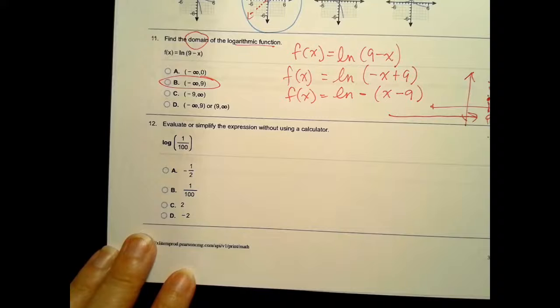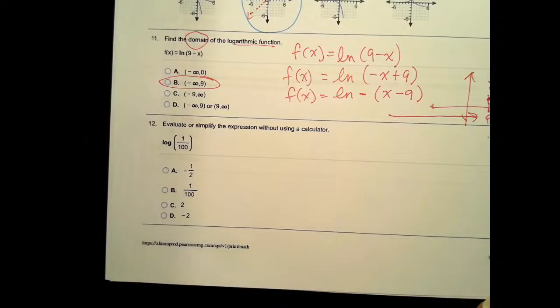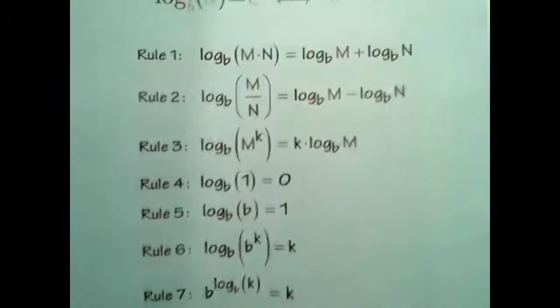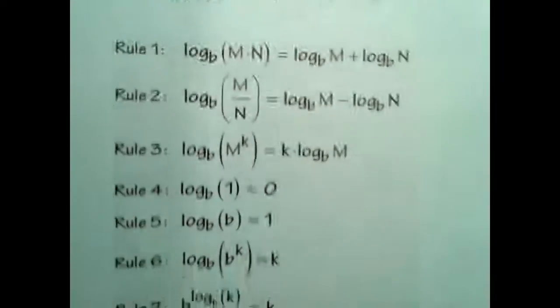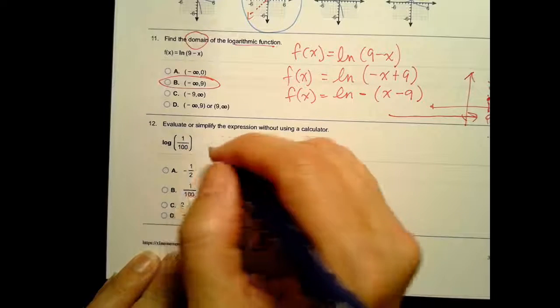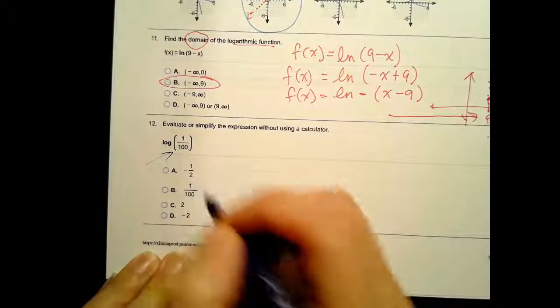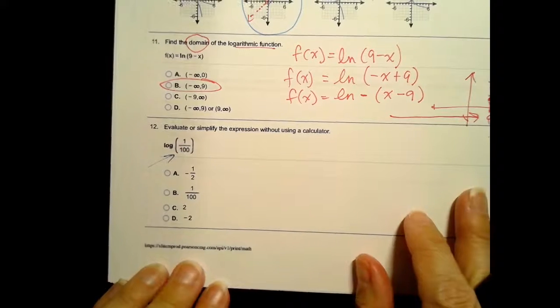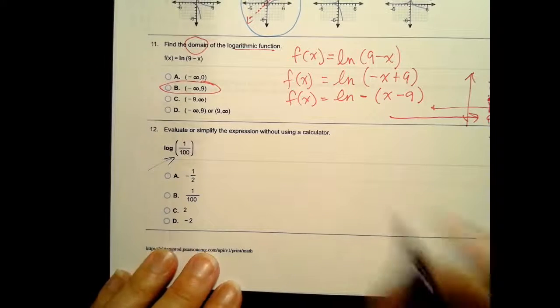Okay, so now, once we get down to this number 12, we're really hitting heavy on this page. And we're also thinking about changing anything that we can into an exponent. So look at number 12. I mean, that 100 is screaming to me, put me as an exponent.